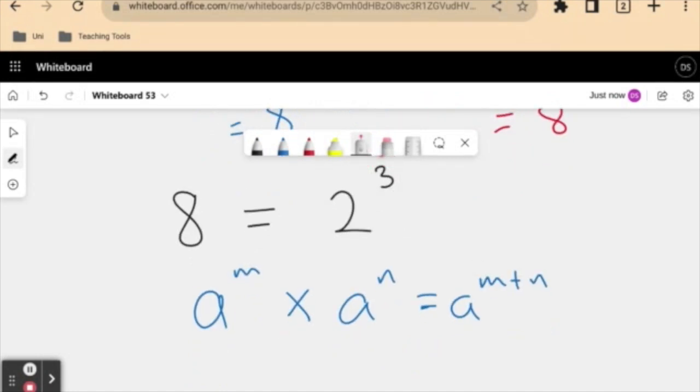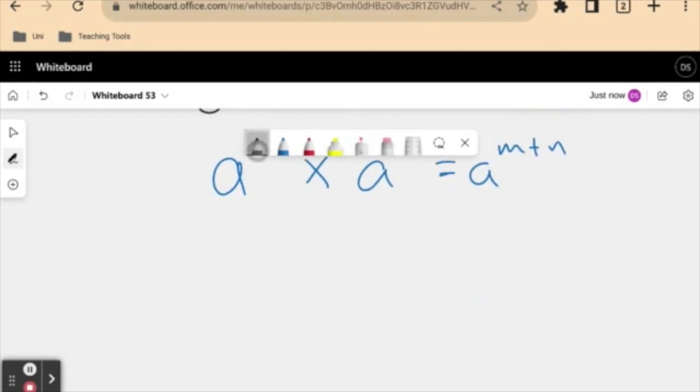So this is effectively a shorthand way of writing multiplication of same base numbers. And it works for any powers. We can actually verify this as well. So let's look at another example. What if we did 5 squared times 5 cubed?